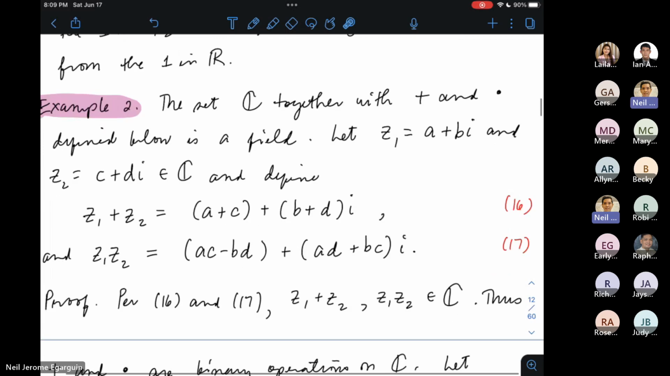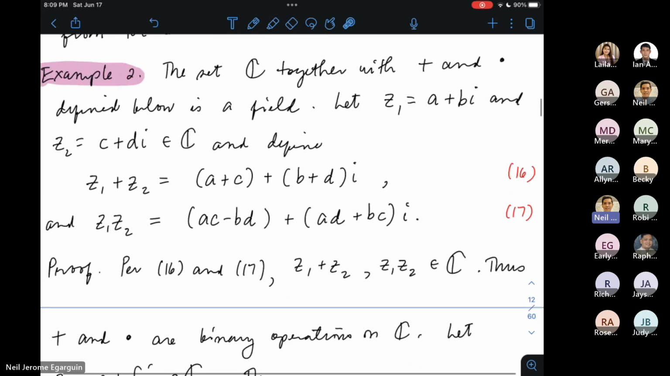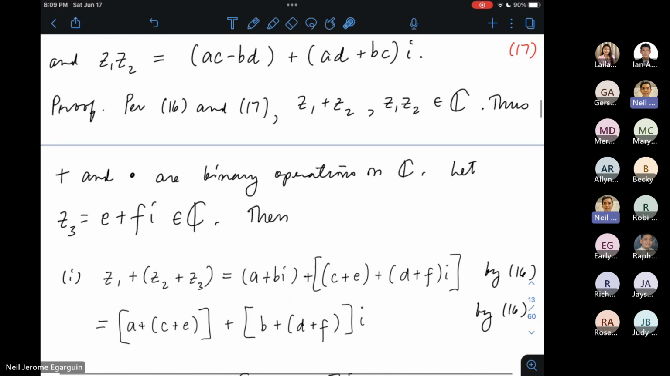Okay, now if this is our addition and multiplication, then C would be a field together with these two operations. Now in writing a proof, you first mention na yung addition at saka multiplication ay mga binary operations kay C. Because when we add two complex numbers up, and if we multiply two complex numbers, the answer are still complex numbers. All right? So binary operations sila talaga. Tapos, ipoprove ko yung associativity.